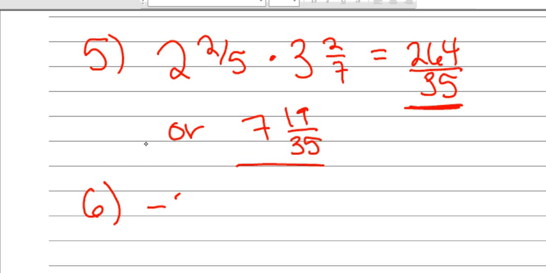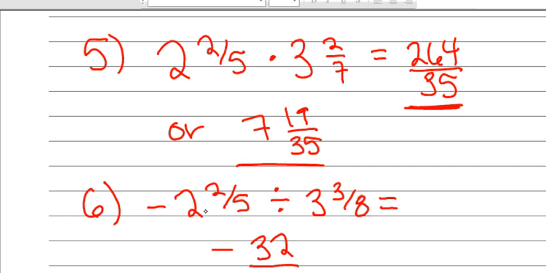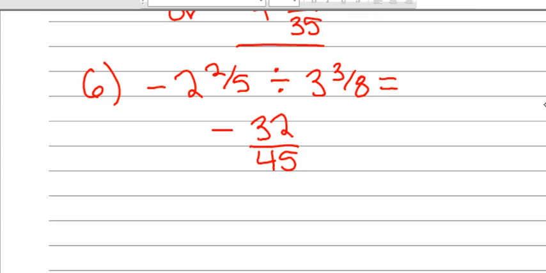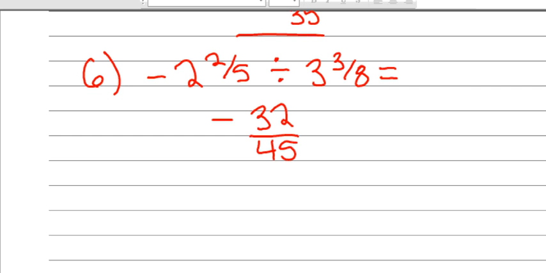And 6 is also where we need to use the calculator. Any mixed number, it's easier to use the calculator. Oh, this comes out to be an improper fraction. So I can't even write it as a mixed number. So the answer to that is negative 32 over 45.